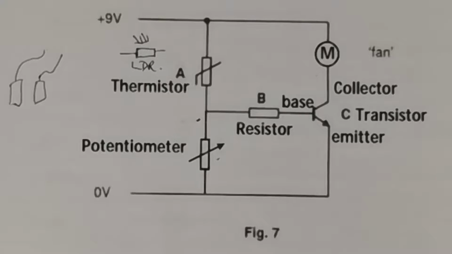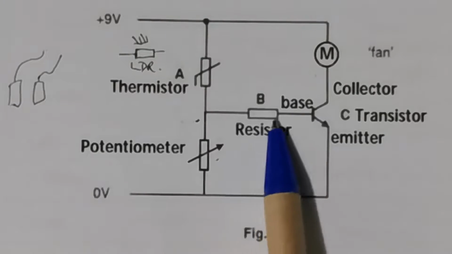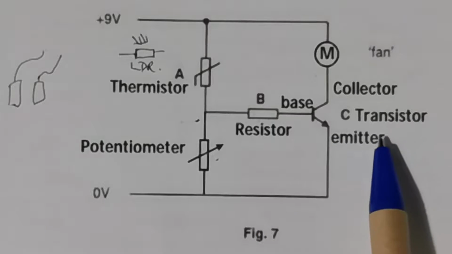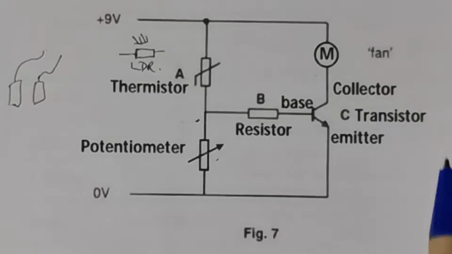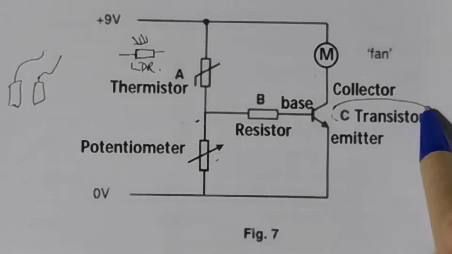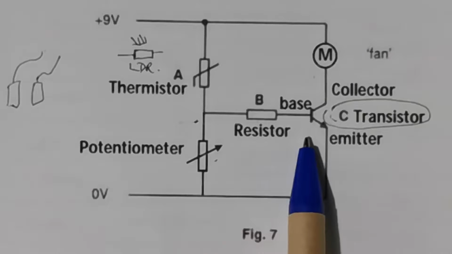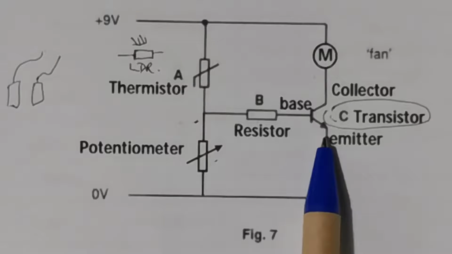Then they ask you about B. Of course, B is a resistor. C is a transistor. You must know that C is a transistor, and the function is to act as an automatic switch.